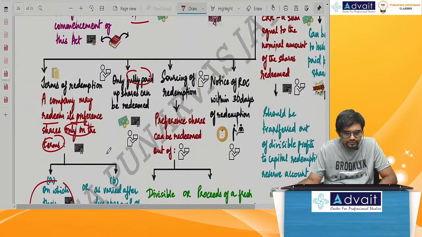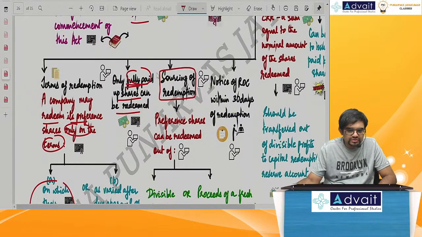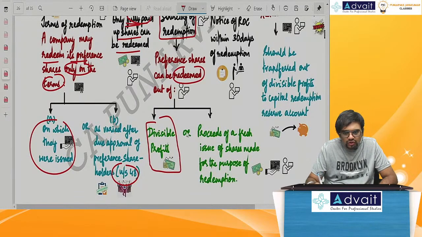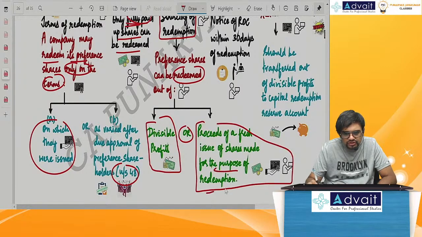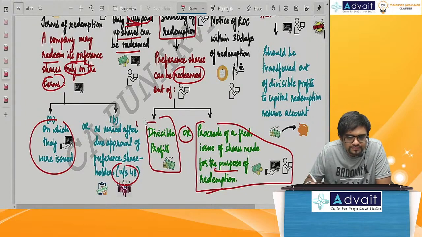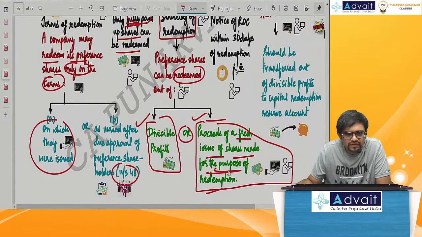So if you see here, only fully paid shares can be redeemed. What will be the sources of redemption? Preference shares can be redeemed only out of divisible profits, or out of the proceeds of a fresh issue of shares made for the purpose of redemption. It can only be used out of divisible profits, that is one. One more is what? Proceeds of a fresh issue of shares made for the purpose of redemption.